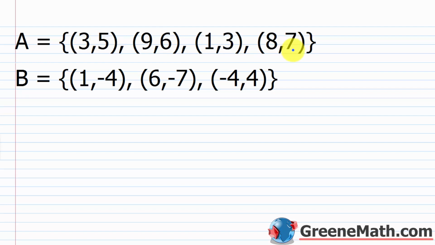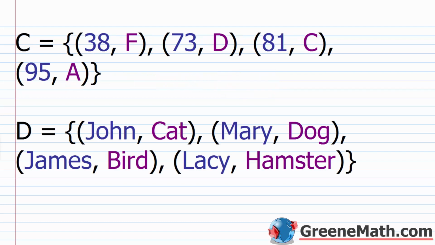So we don't know the association between these numbers. We're not given any type of equation or any type of background information on this, but this is something you'll see in this section pretty often, just so you can get the concept down of what a relation is. Again, it's just a set of ordered pairs. Something like set B, again, we have 3 ordered pairs here: (1, -4), (6, -7), and (-4, 4).